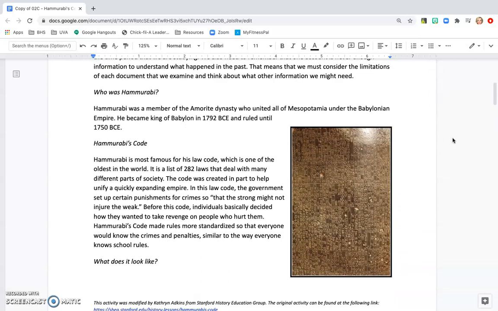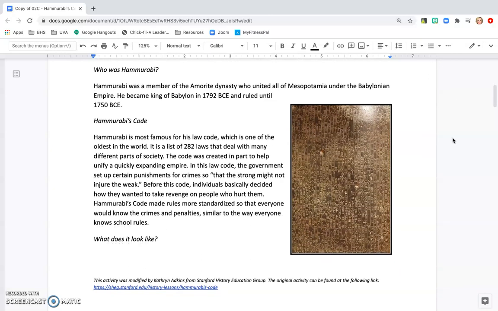Who was Hammurabi? Hammurabi was a member of the Amorite dynasty who united all of Mesopotamia under the Babylonian Empire. He became king in Babylon in 1792 BCE and ruled until 1750 BCE. Hammurabi is one of the most famous for his law code, which is one of the oldest in the world. It is a list of 282 laws that deal with many different parts of society. The code was created in part to help unify a quickly expanding empire.